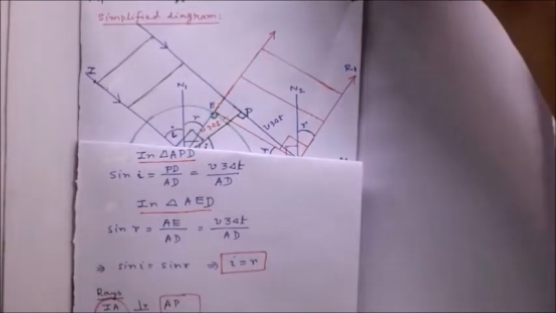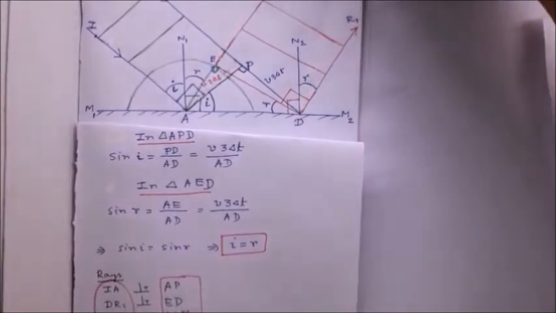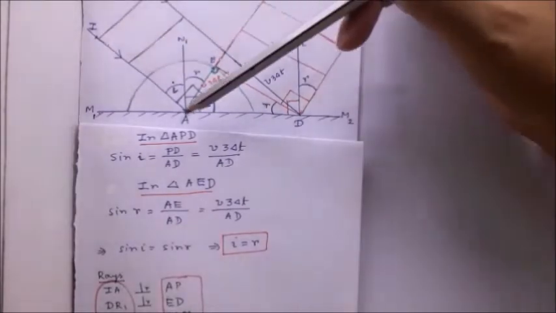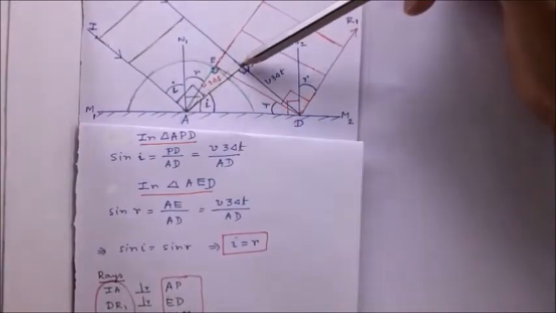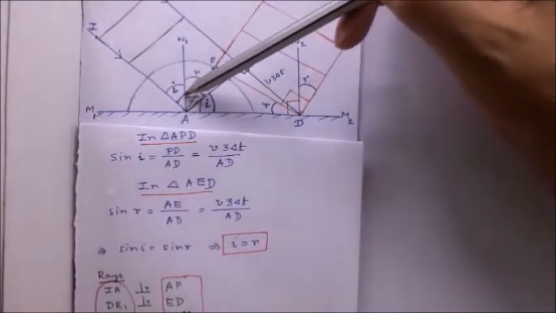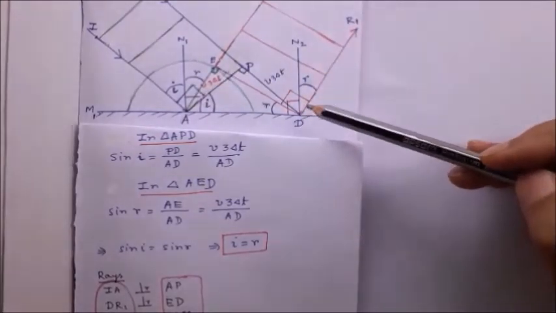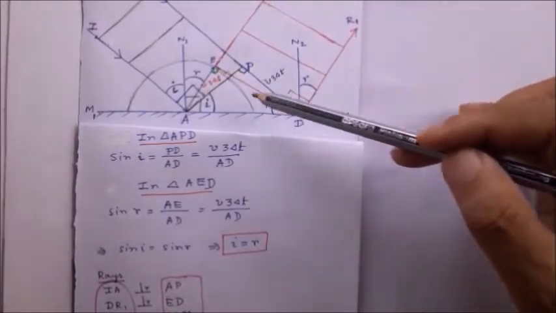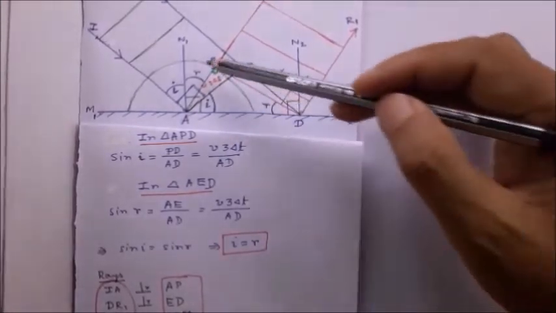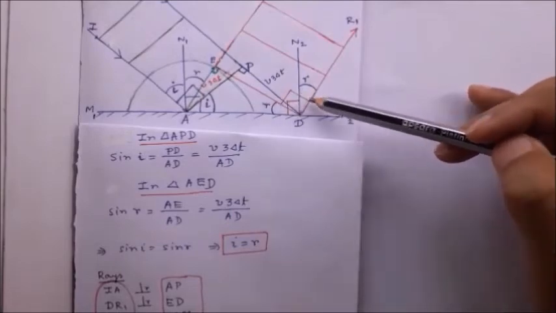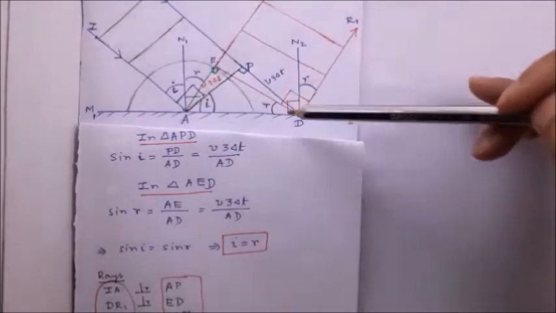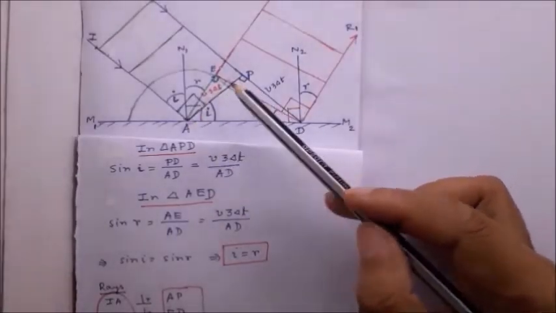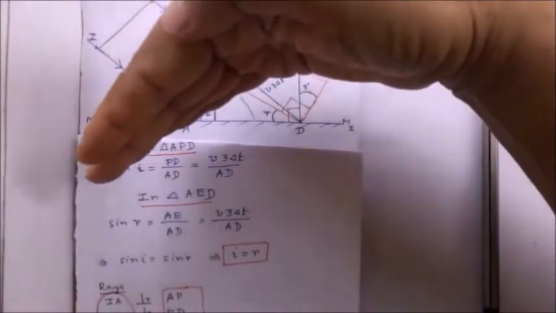Now further, the first law is proved, the law of reflection. Also, if we look at the ray IA, it is perpendicular to this incident wavefront. This angle is 90 degrees, and similarly the reflected ray DR1 is perpendicular to DE, which is the reflected wavefront, or rather ED, because this is 90 degrees. And also AN1 or DN2, they are perpendicular to the mirror reflector. Again, AP is perpendicular to the plane of the paper.